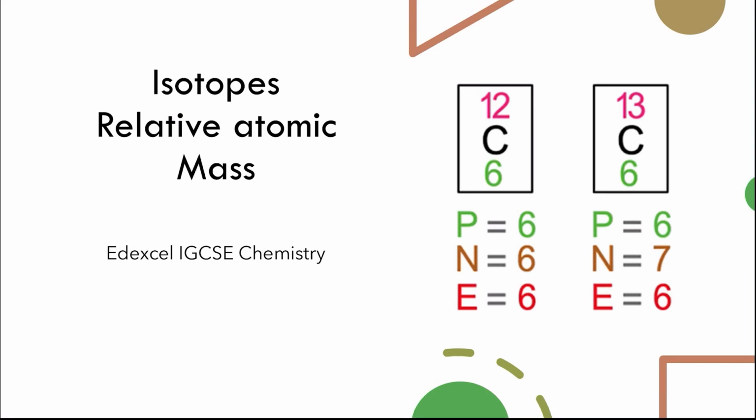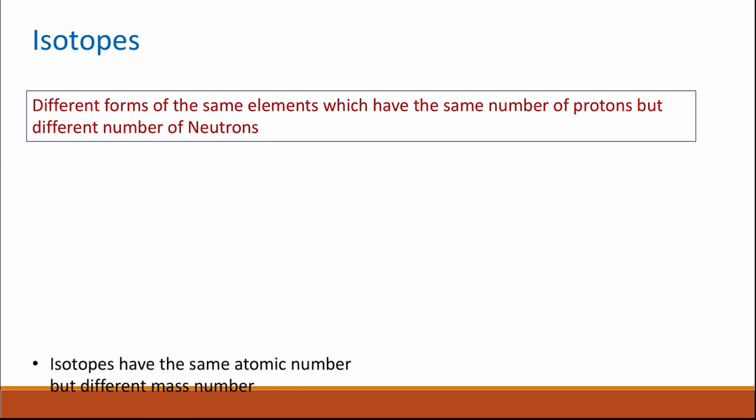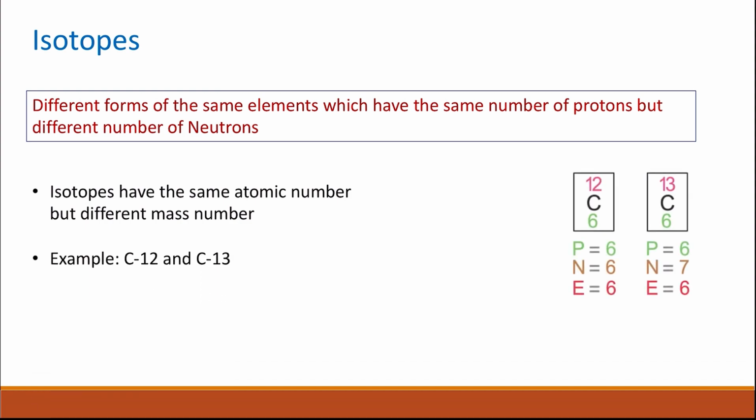Isotopes and relative atomic mass. Isotopes are different forms of the same atom which have the same number of protons, but they have different numbers of neutrons. This means that isotopes will have the same atomic number, but they're going to have different mass numbers. A typical example of isotopes are carbon 12 and carbon 13.